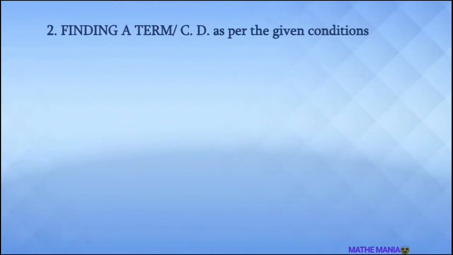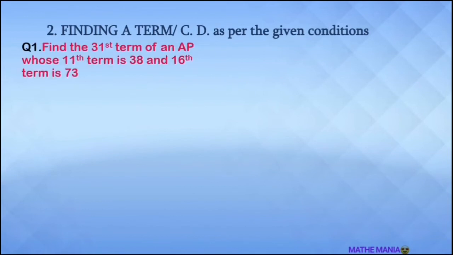In the next type of questions, we have to find a particular term or the common difference of the given AP. Let's consider the first example. Find the 31st term of an AP whose 11th term is 38 and 16th term is 73. The basic method is same as the previous method. We have to use the given conditions and form equations.